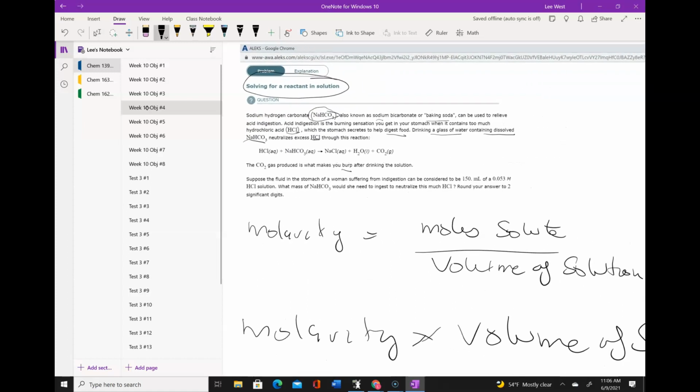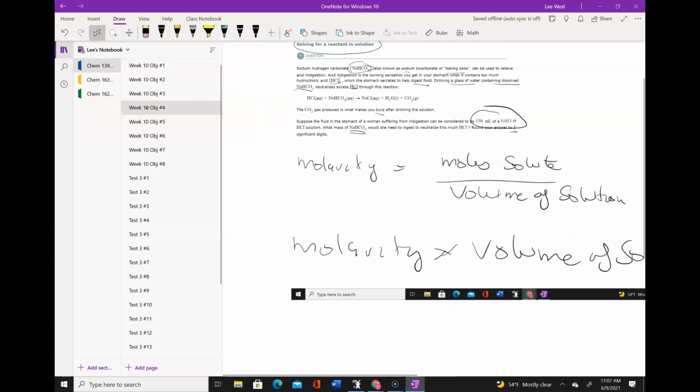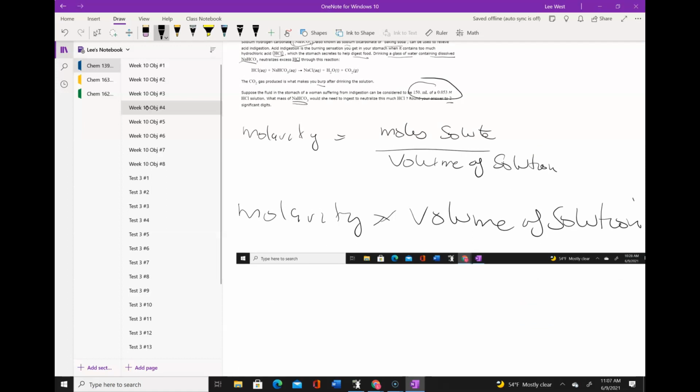Suppose the fluid in the stomach of a woman suffering from indigestion can be considered to be 150 mL of a 0.5053 mole per liter hydrochloric acid solution. What mass of sodium bicarbonate would you need to ingest to neutralize this much HCl? Round your answer to 2 significant figures. So what I'm going to do is take the volume of the HCl and multiply that by the molarity, and that will give me moles of HCl.